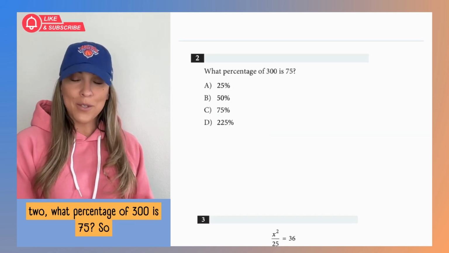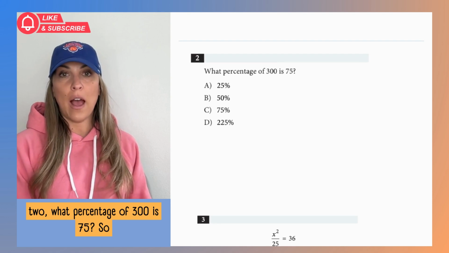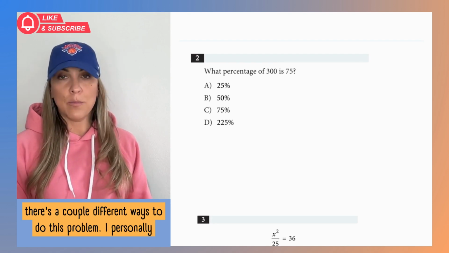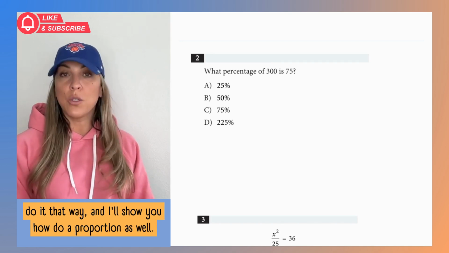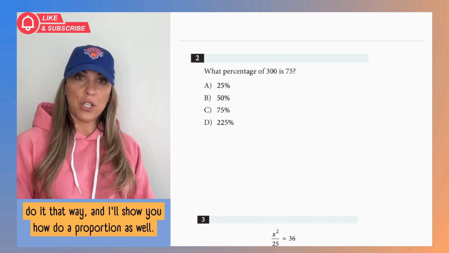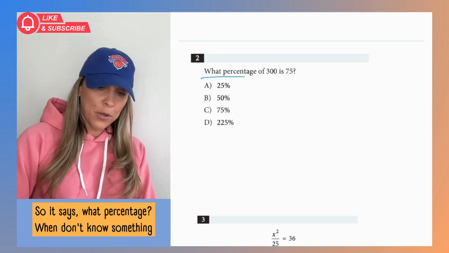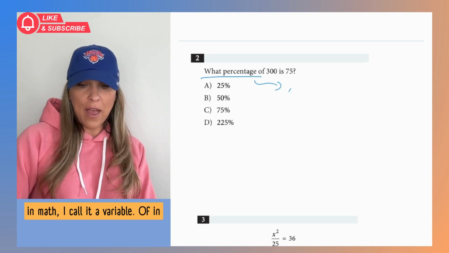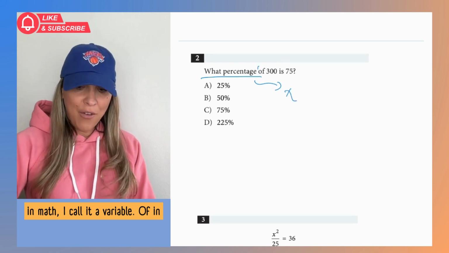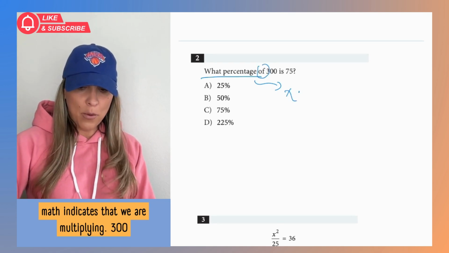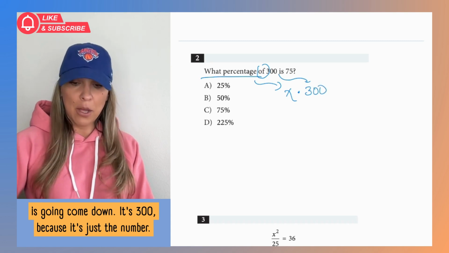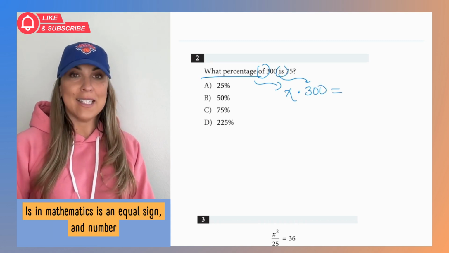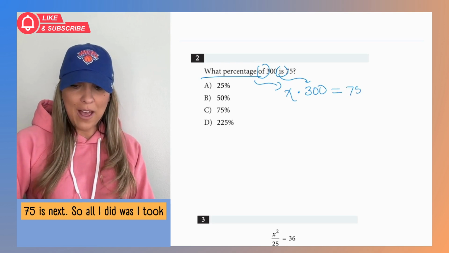Number 2, what percentage of 300 is 75? So there's a couple of different ways to do this problem. I personally like doing percent problems with equations, so I'll do it that way, and then I'll show you how to do a proportion as well. So it says, what percentage? When I don't know something in math, I call it a variable, x. Of in math indicates that we are multiplying. 300 is going to come down as 300 because it's just a number. Is in mathematics is an equal sign, and the number 75 is next.